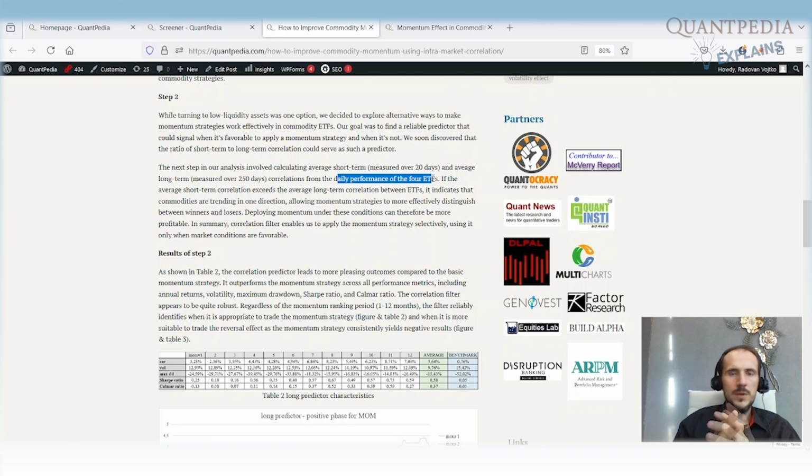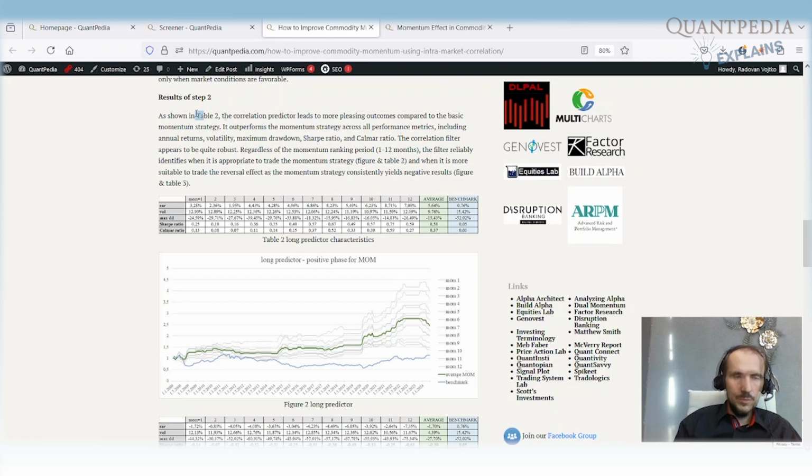So in this case, when the short term correlation is lower than the long term correlation, it's better to use the reversal strategy. So here we have the results. As shown in table 2, the correlation predictor leads to better outcomes compared to the basic momentum strategy.